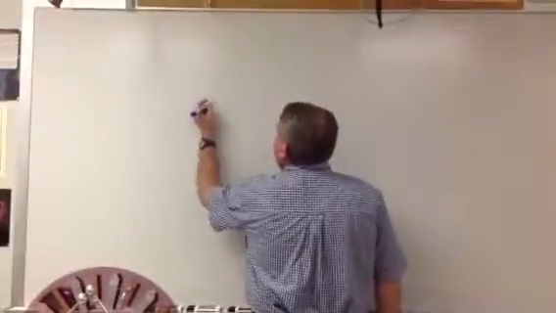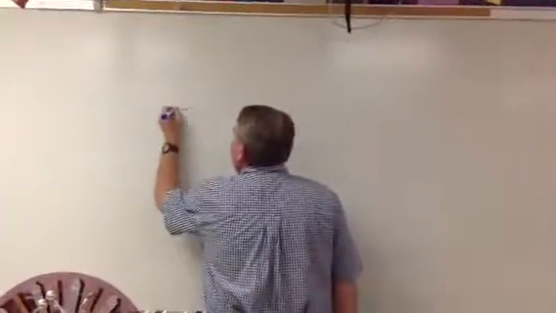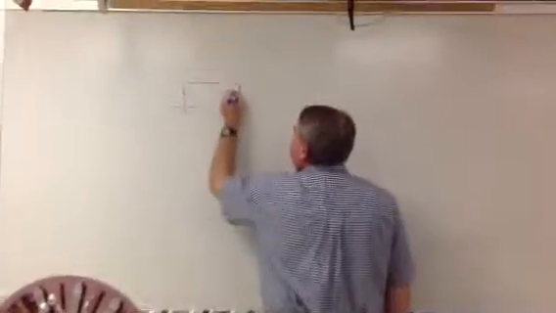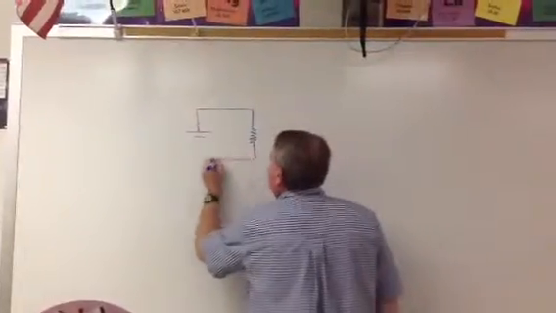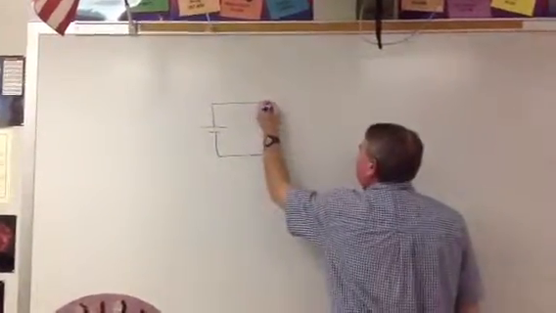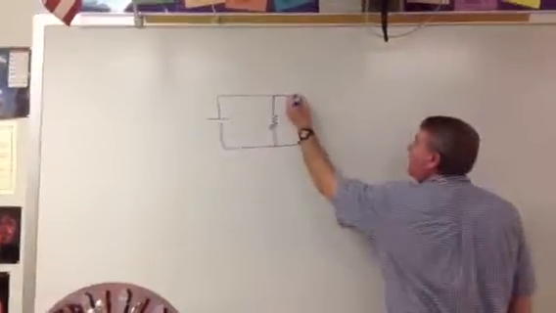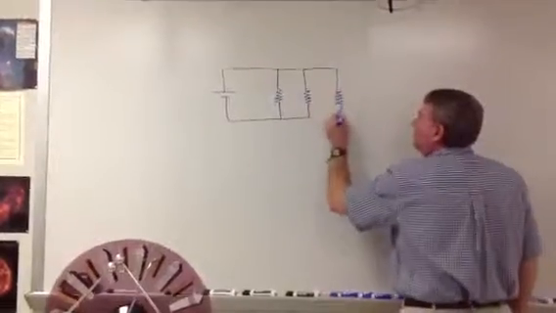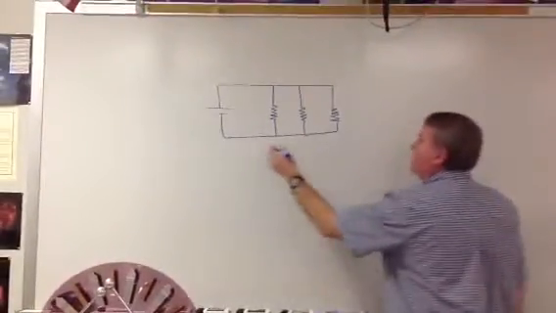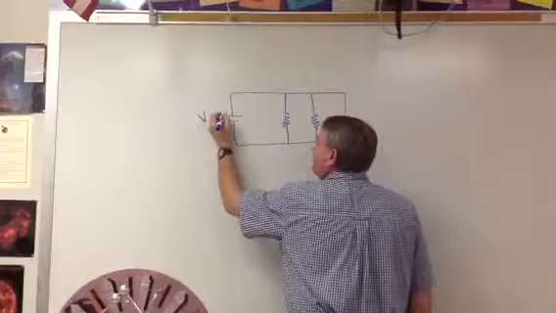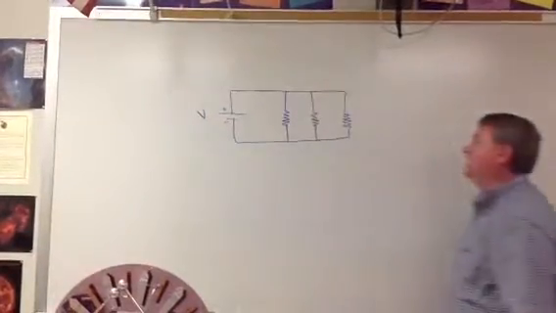Right, let's look at a parallel circuit. Now, in a parallel circuit, the current has multiple paths to take. That's what makes a parallel circuit different from a series circuit. In a series circuit, there's only one path for the current to take, but in a parallel circuit, you have multiple paths to choose from. This is our battery, our voltage source, that's positive and that's negative.